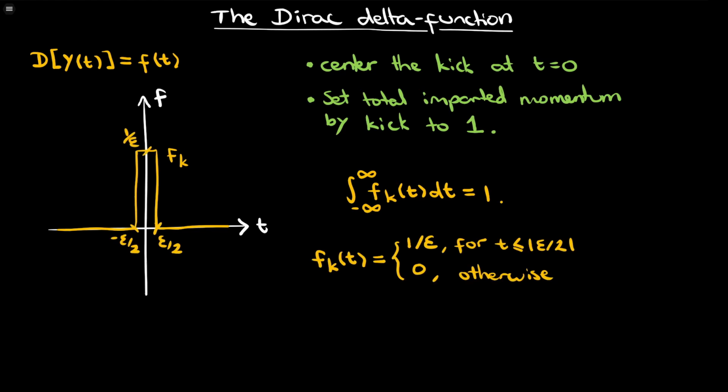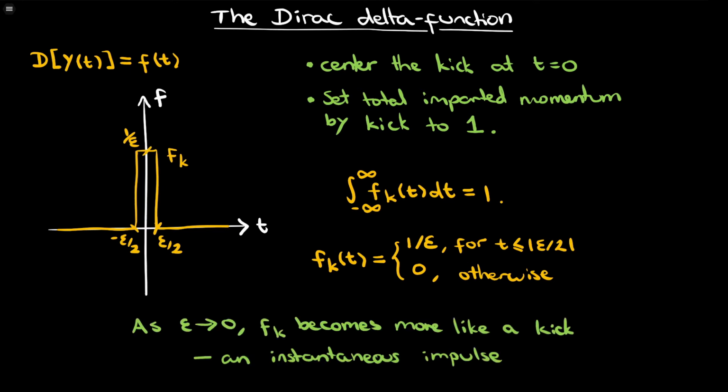So one way to construct such a function would be to say that the kick force is equal to 1 over epsilon when t is within epsilon over 2 of 0, and 0 otherwise. This would give us the large force that we expect from a kick around t equals 0, and, if epsilon is very small, for short time. And you can check that the integral, which is just the area under the graph in this case, is equal to 1. As epsilon approaches 0, f sub k becomes more like a kick, or an instantaneous impulse, which is what we were looking for.